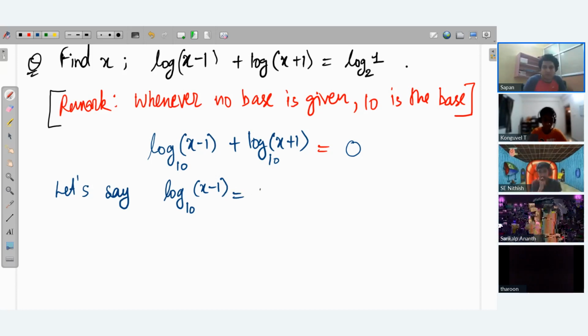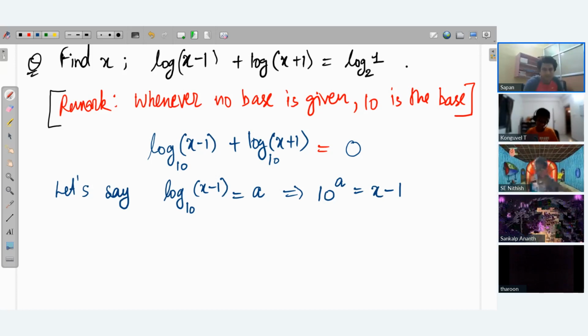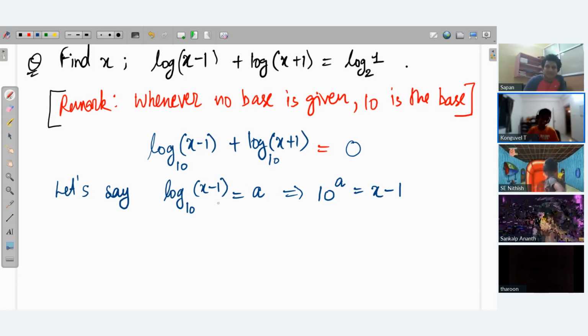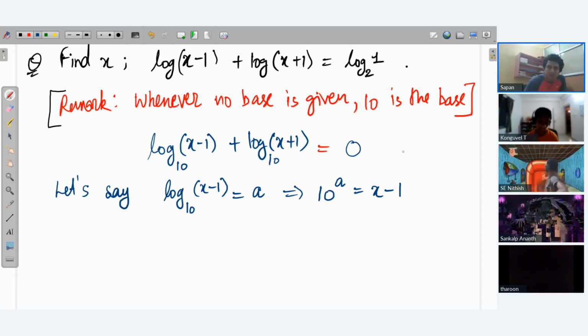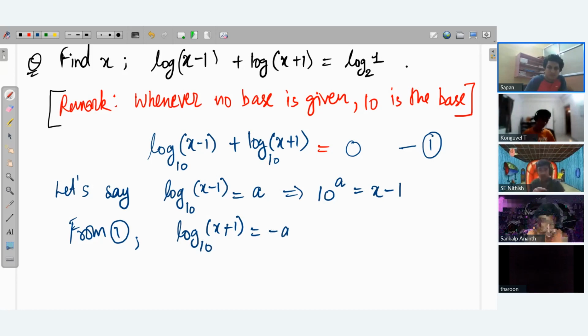So let's say that this is equal to a. It means that when 10 is raised to the power a, you get x minus 1. So is it 1.1? We'll see. I also don't know. And I think it's one. From relation 1, can you say that log of x minus 1 over x plus 1 on base 10 is minus a? Yes, sir.